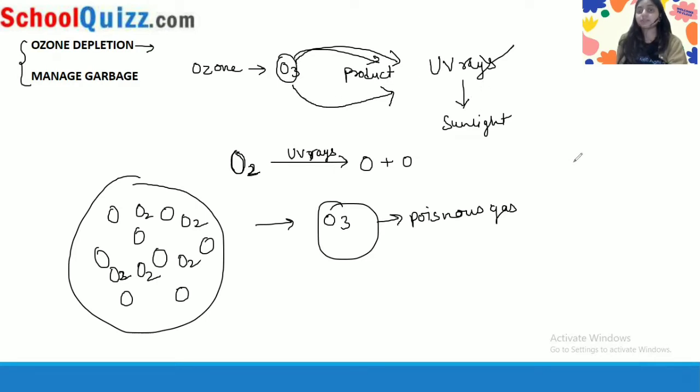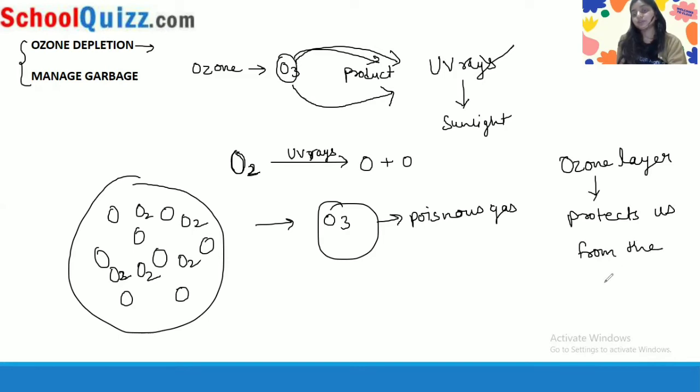So the ozone layer, where is it found? It is found in the uppermost atmosphere. The ozone layer protects us from the UV rays.